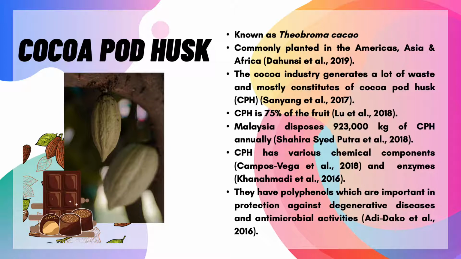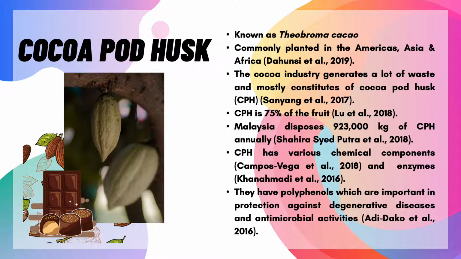So, cocoa pod husk is known as Theobroma cacao, and so it is commonly planted in the Americas, Asia, and Africa. So the cocoa industry generates a lot of waste and mostly constitutes of this cocoa pod husk, because cocoa pod husk is like 75% of the fruit, and annually Malaysia actually disposes about 923,000 kg of CPH. So that is actually a lot. And CPH has various chemical components.